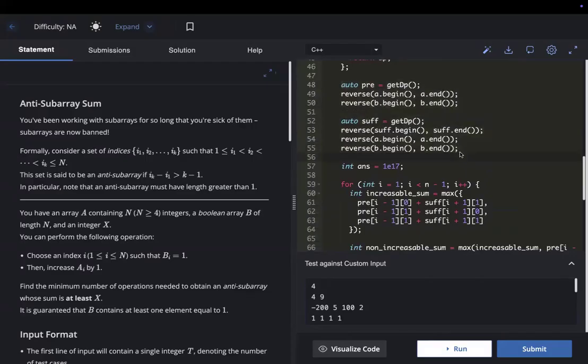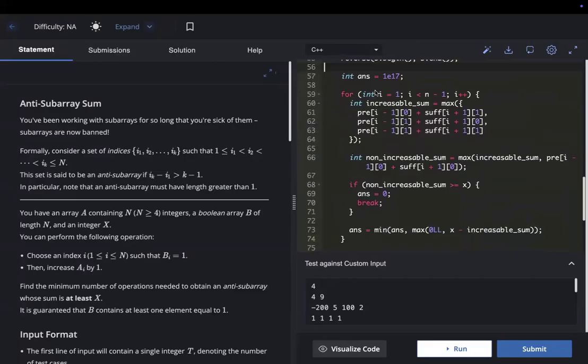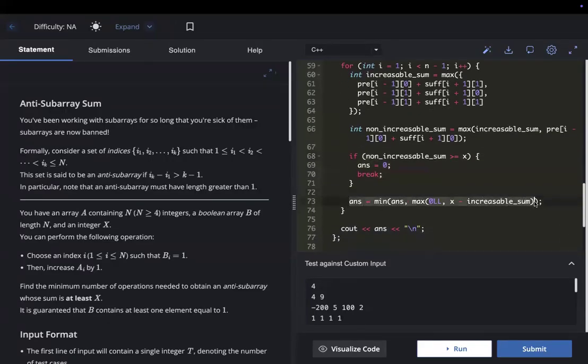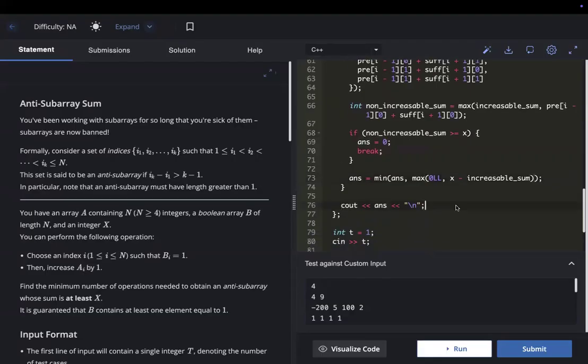Once you have created the prefix and suffix arrays like this, after that, you will go for all I from 1 to n minus 2. I created two variables, int increasable sum, that is the sum that I can increase by applying operations, and non-increasable sum, that is the sum that I cannot increase by applying operations. If the non-increasable sum is already greater than or equal to x, then in that case, I can just break. I don't really need to do anything. Answer is 0, that's it. Otherwise, I will update the value of answer, and at the end, I will print the answer.